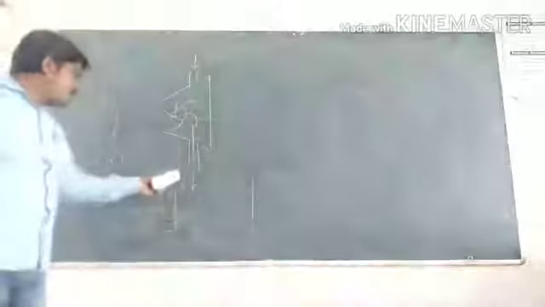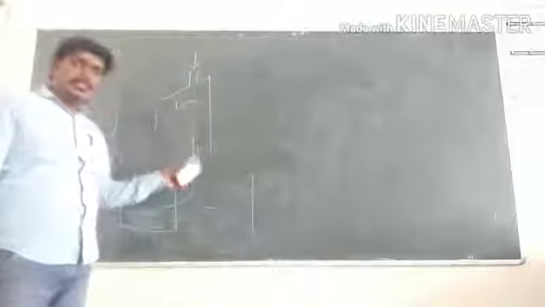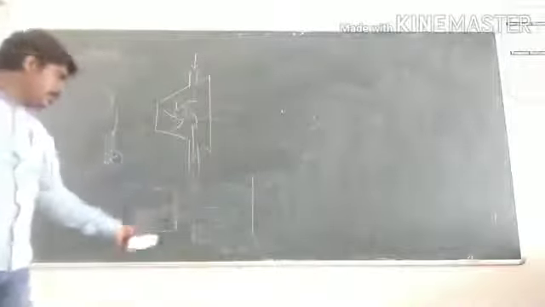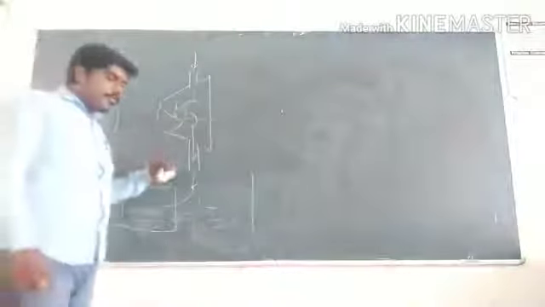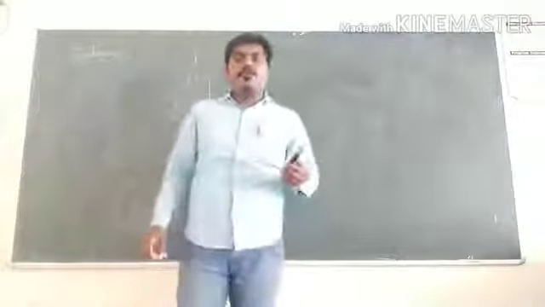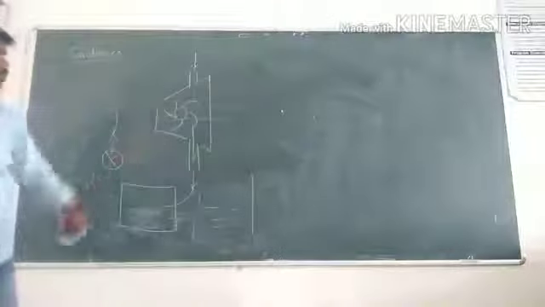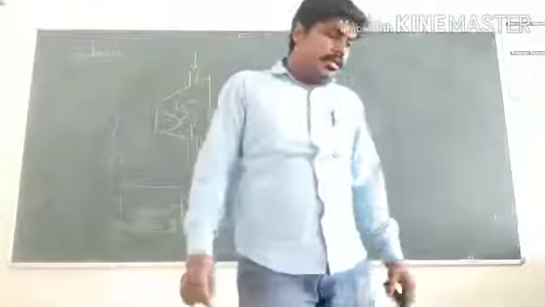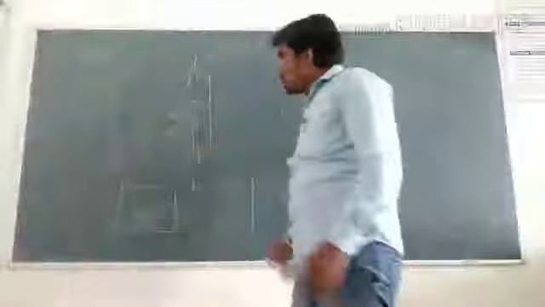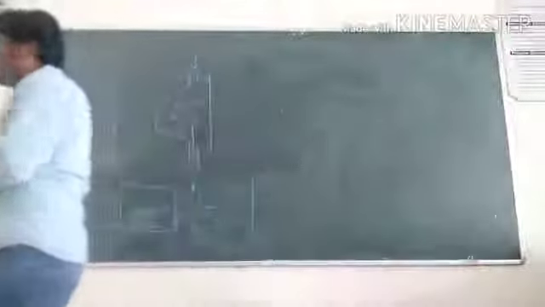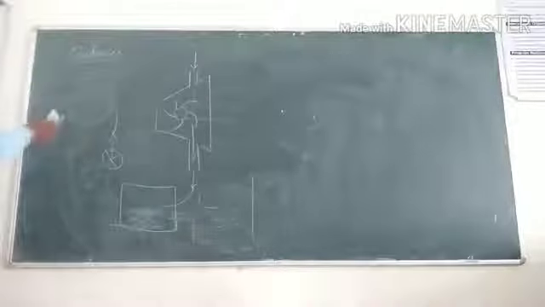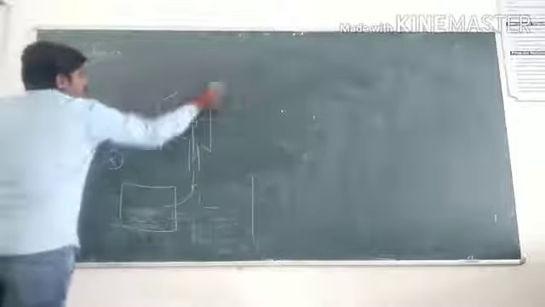Or that already heated, high pressurized steam from the turbine is again fed to the boiler, and it is again heated with the help of coal or fuel, and that steam is then fed to the turbine. So this is the complete cycle. So this is the condenser. I hope you understand.